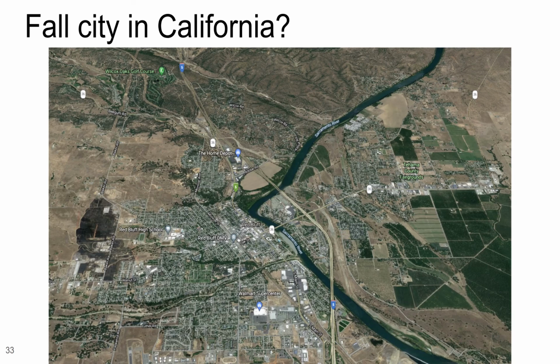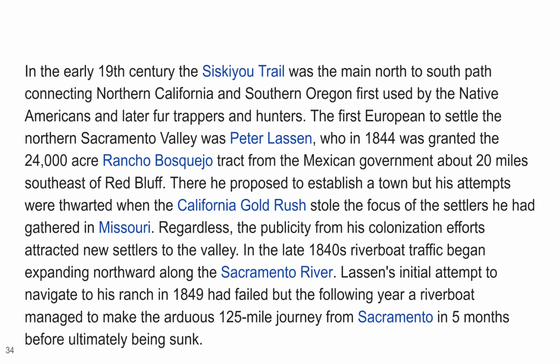Oh, and a fall line city in California is the bustling metropolis of Red Bluff. I'll bet you never realized that Red Bluff was an important city. Well, it used to be. And if you take a look at the notes, you can see this. Peter Lassen had a ranch that he got from the Mexican government. Wow, 24,000 acres, about 20 miles southeast of Red Bluff. He was going to make a town, but then there was the gold rush and everybody got busy south.